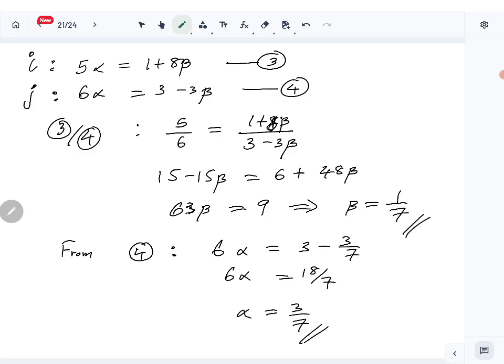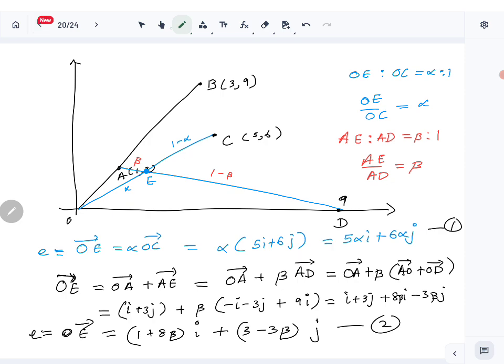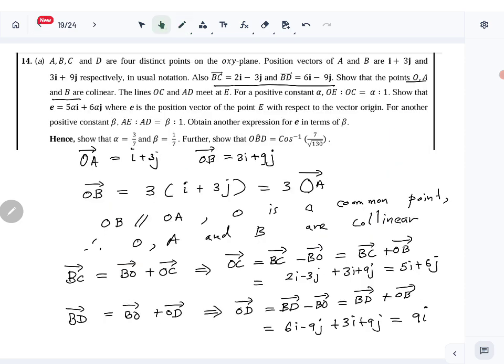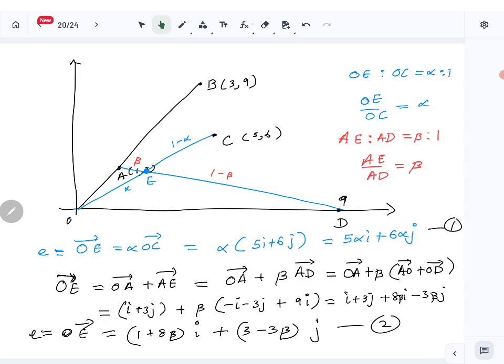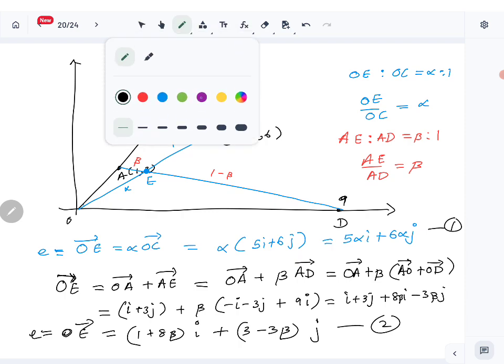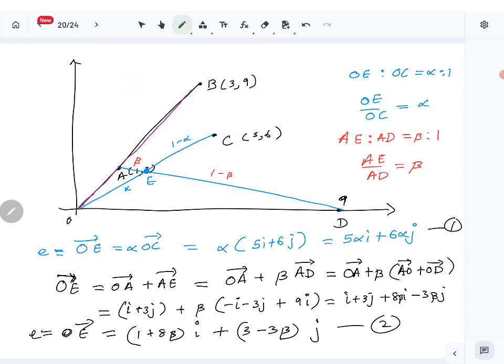Those are the two values we needed to show. Now let's check. Alpha is 3 over 7, beta is 1 over 7, right? Then we need to find the angle OBD. So here we have to use cos inverse, which means dot product. So we need to find which angle. Let me draw that. OBD, this one. So my vertex is at B.